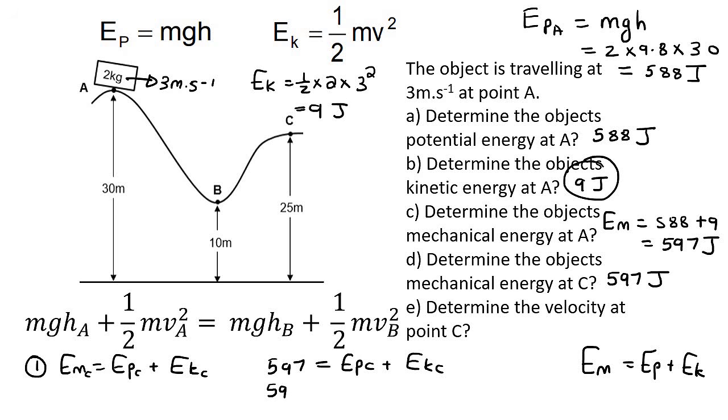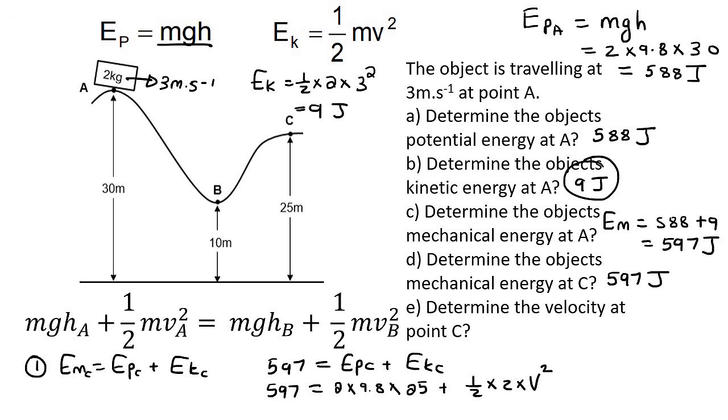Then we can say 597. Now the formula for potential energy is mgh, so we could say 2 multiplied by 9.8 multiplied by the height at C, which is 25. Okay, then the kinetic energy at point C is going to be a half, and then the mass, which is 2, and then the velocity, that's what we're trying to calculate, to the power of 2.